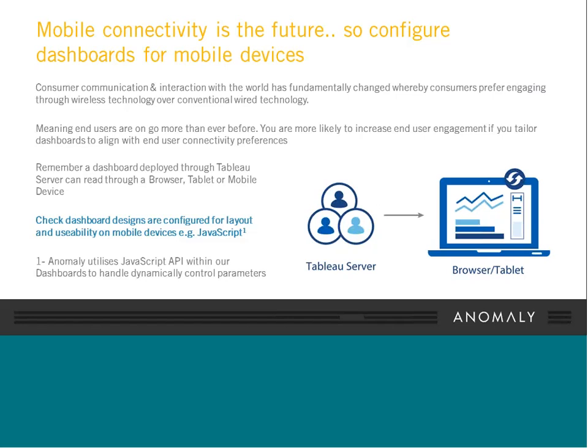And one example that you can use through those deployment options is JavaScript. So we at Anomaly here, we use JavaScript to help in our dashboards to dynamically control parameters. And that's one example where you can integrate JavaScript and many other technologies and deploy them onto, for example, a tablet or a mobile phone through Tableau.